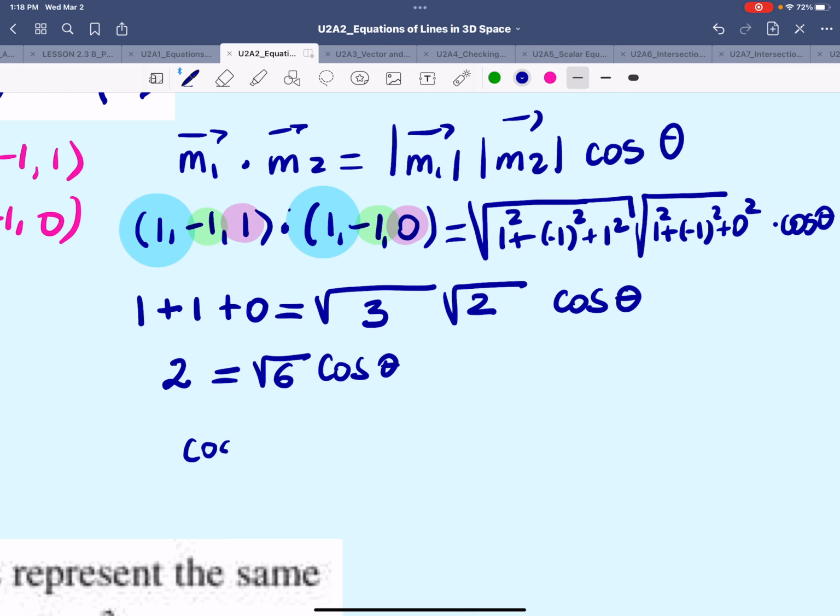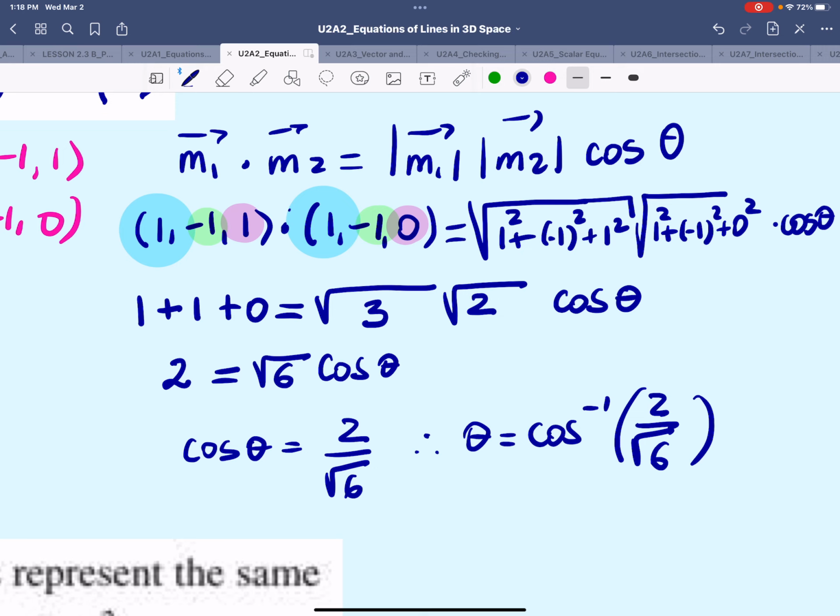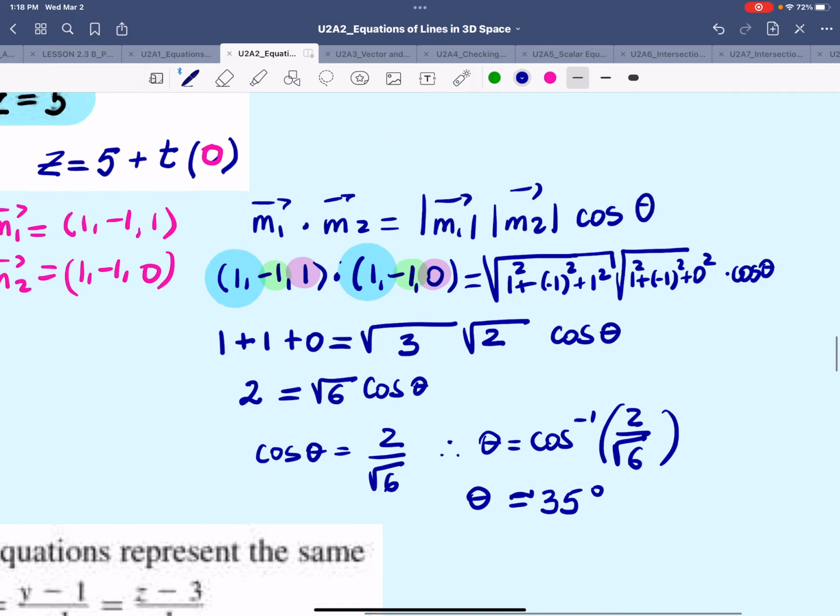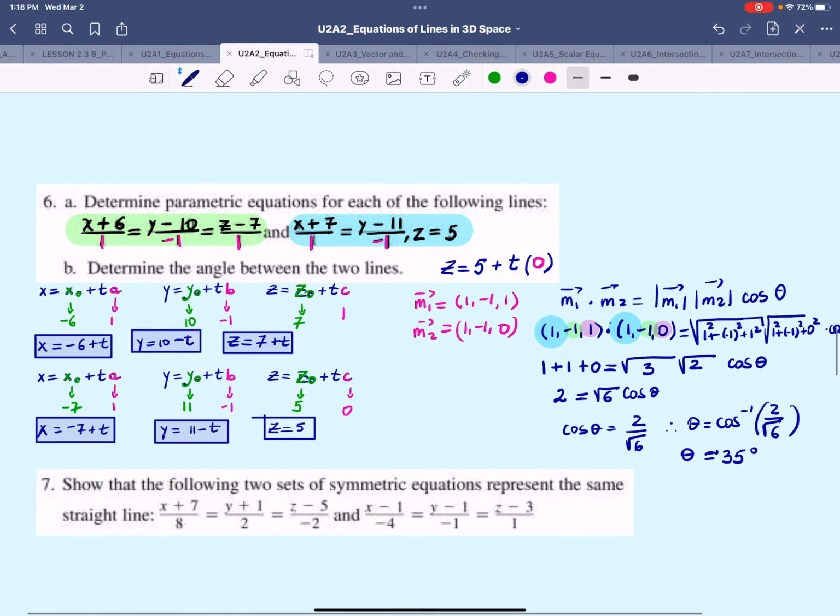And we're going to say that cos theta equals 2 over root 6, which will make theta equal to inverse cos of 2 over root 6. So use the calculator to find the measurement. So second cosine 2 divided by square root of 6. And then we get the angle of 35.26 degrees. So about 35 degrees approximately. And that's how you find the angle made between these two vectors.